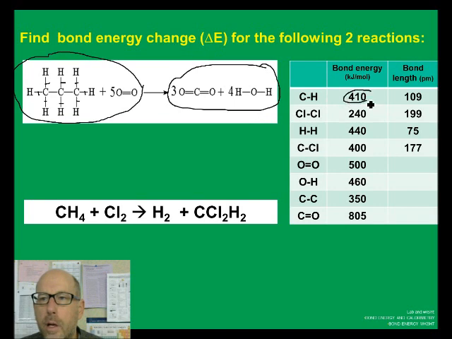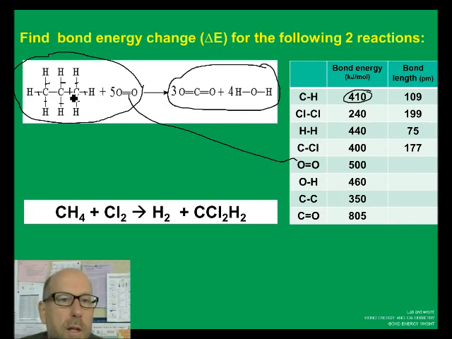8 of them. 410. So you'd say 8 times 410, 3,400, I guess it would be. And 5 times, let's see, where's that? There it is, 500 for those. So 5 times 500, I think that's 2,500. So you add all those numbers up.